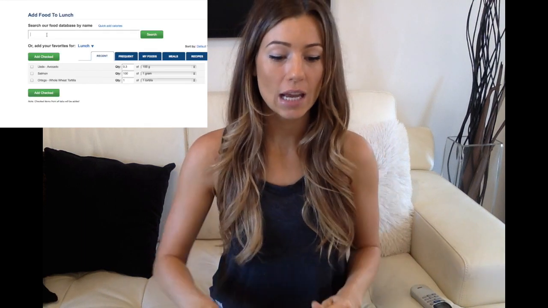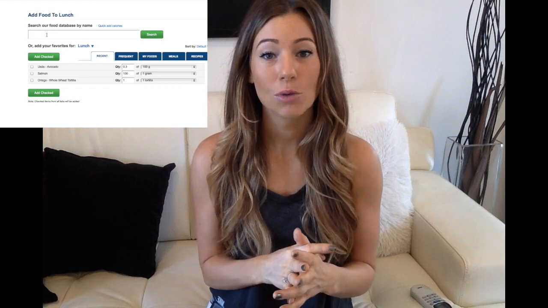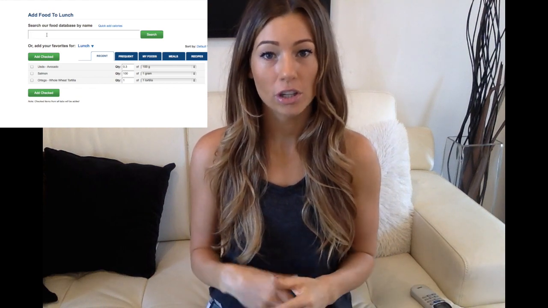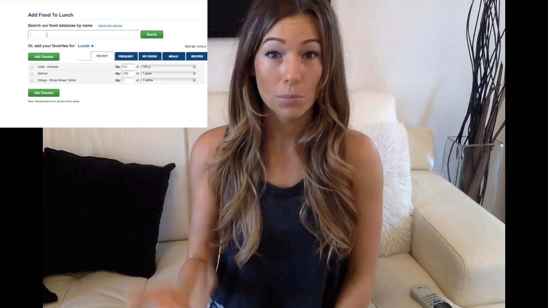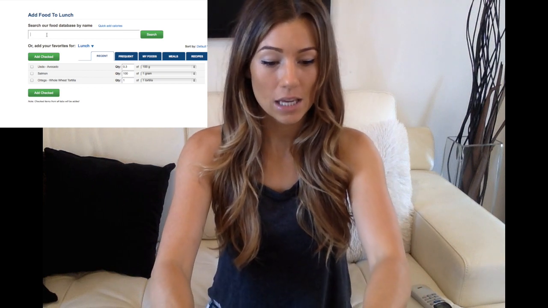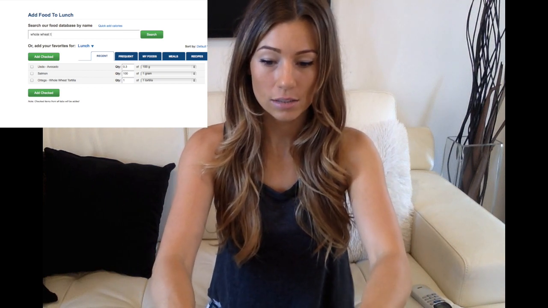We're going to do a whole wheat tortilla wrapped with salmon and avocado. You can always enter in other veggies or anything else, but I'm just entering in the main items just to give you an idea of how to enter in the meals. So let's type in whole wheat tortilla.